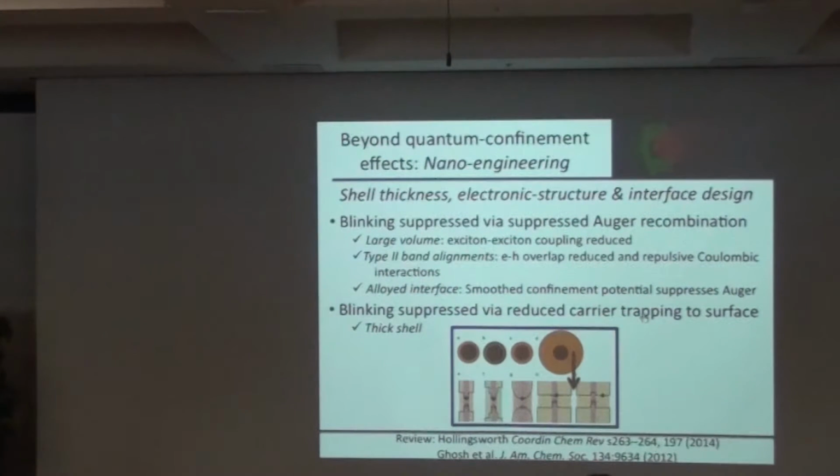And then second, the other one's conceptually simpler. If you just want to reduce carrier trapping to the surface, grow a thick shell. Physically separate your core, where the electron and hole carriers are, from the shell surface.